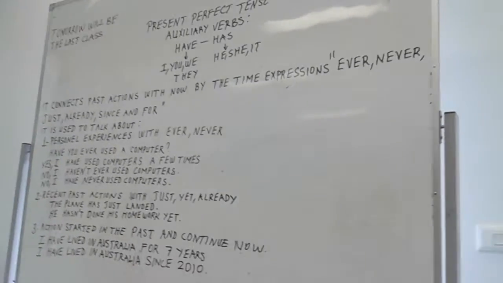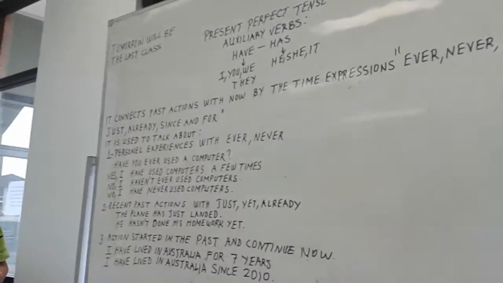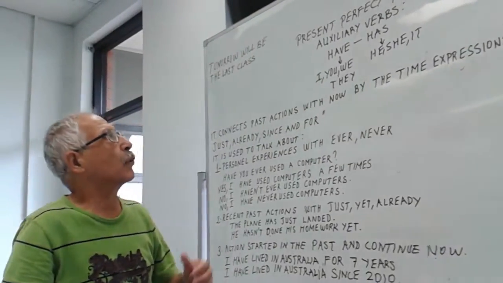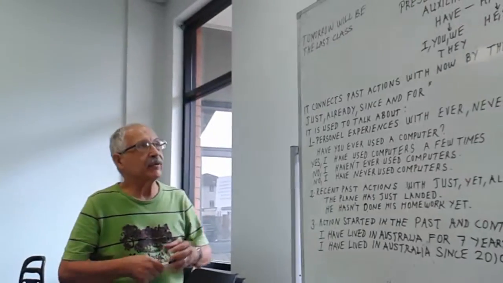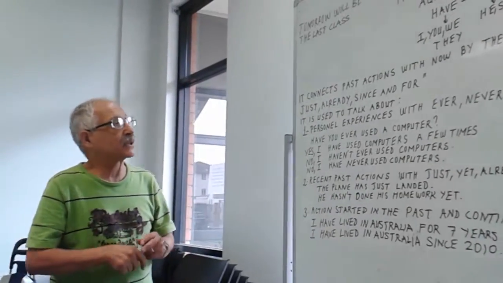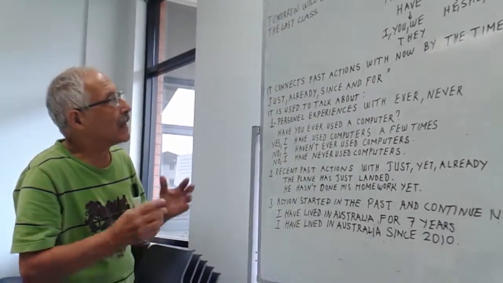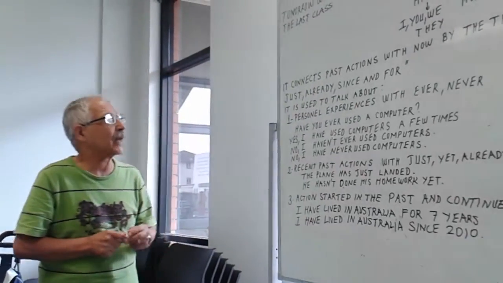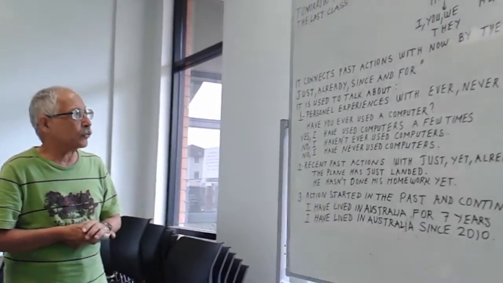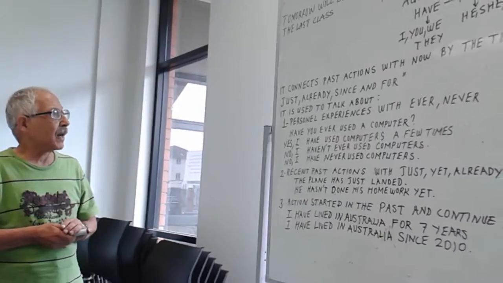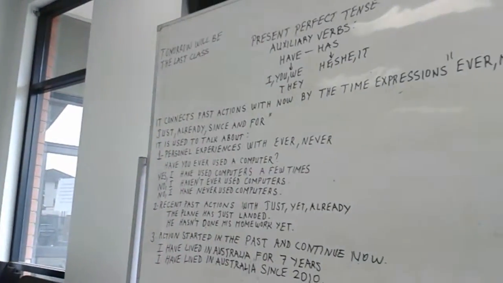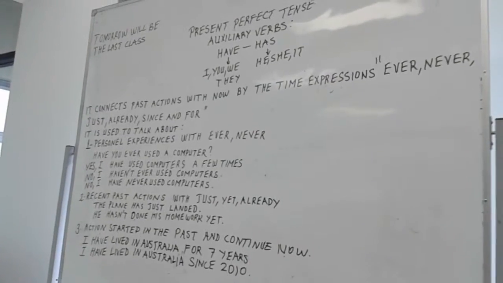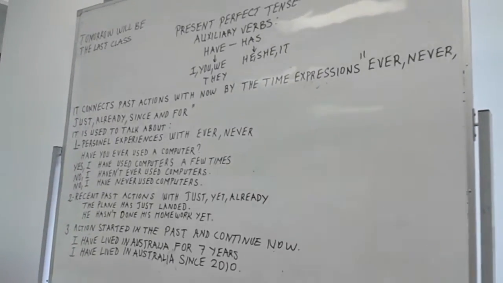Last week we started to study present perfect tense, and I just explained to you the auxiliary verbs of present perfect tense and how we make the sentences in present perfect tense. Today we are going to talk about when we use present perfect tense. Before we do, we just refresh our mind. What is present perfect tense?